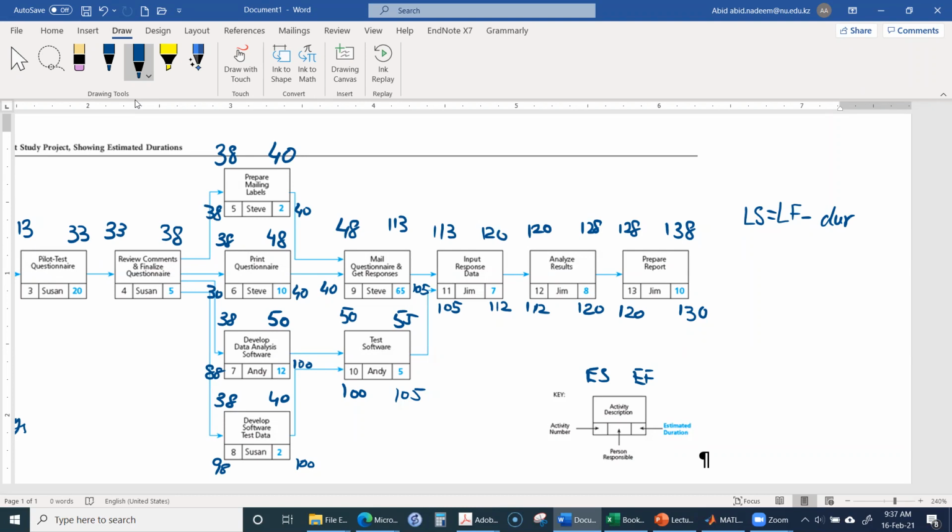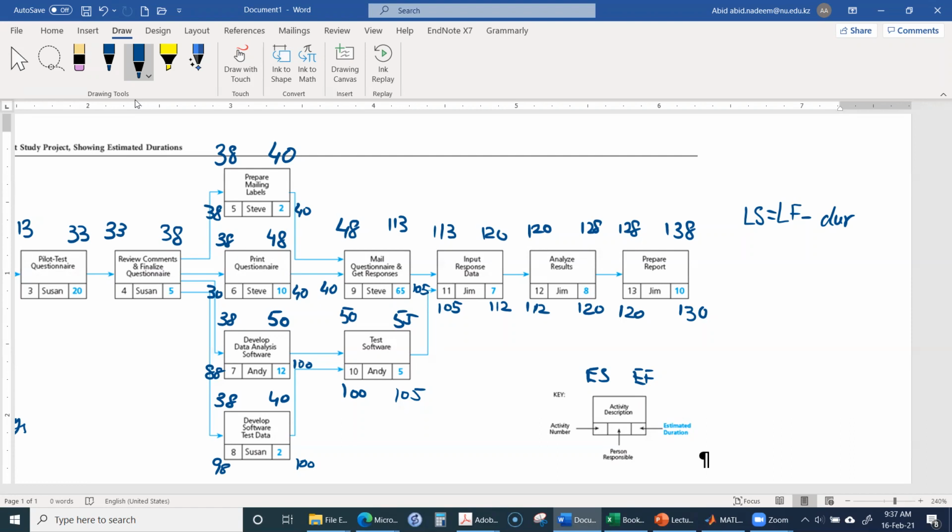Remember that this 40 has come from here. This 40 has come from here. So you should go along those relationship lines. This 100 has come from here, because this activity 7 is related with activity 10.